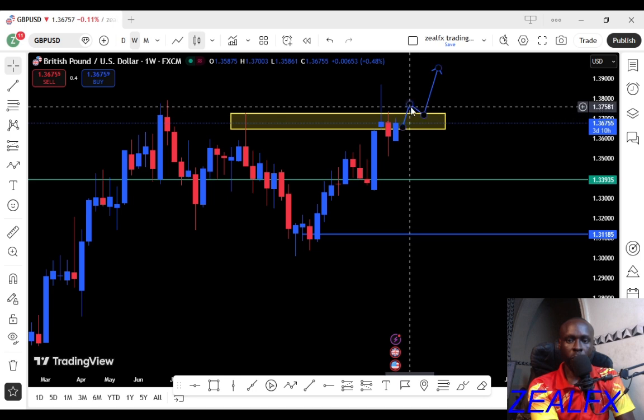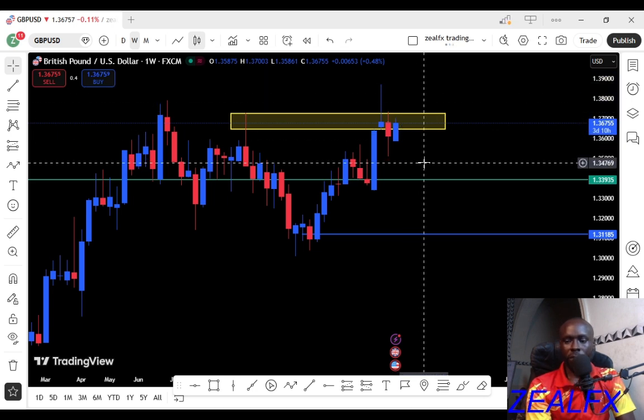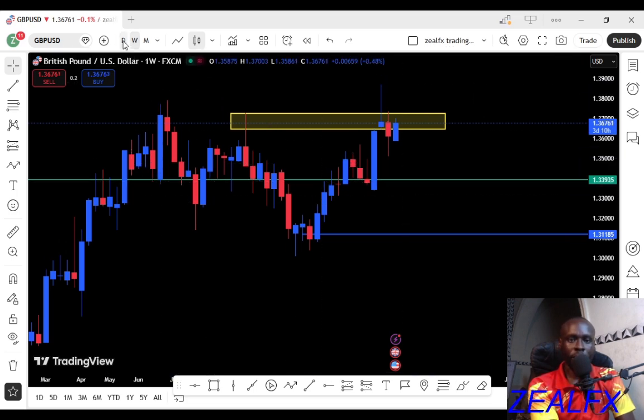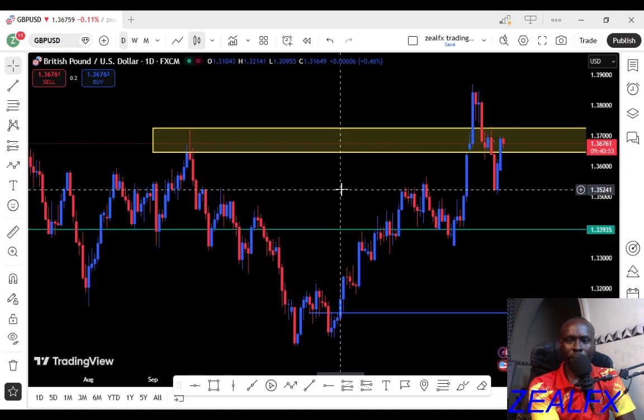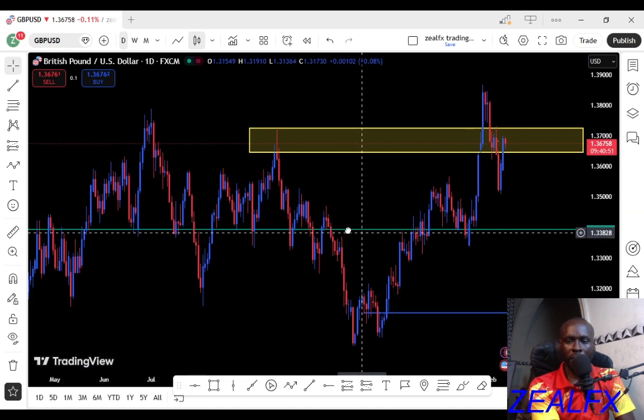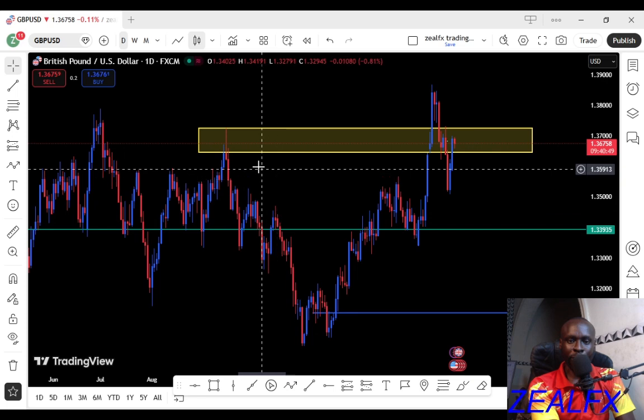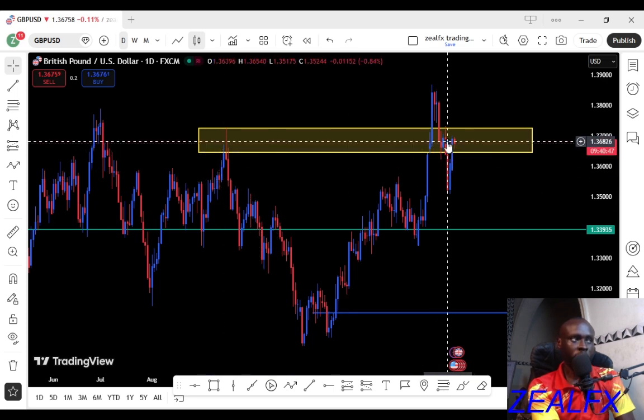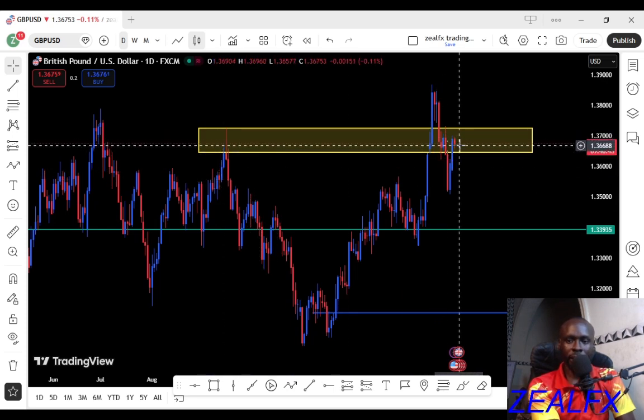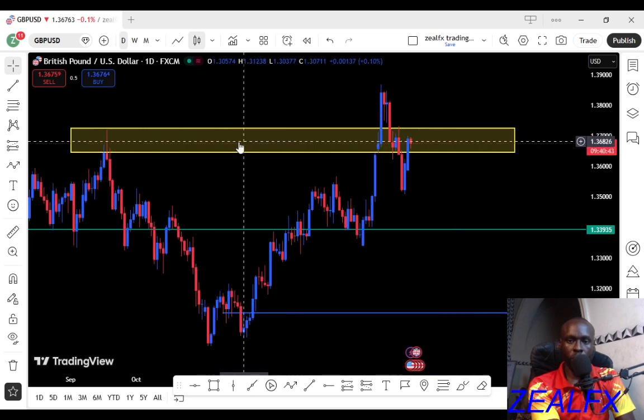So let's go back to our daily charts. Let's go back to our daily chart on the pounds USD. So on the pounds USD on the daily chart, we can clearly see that price is currently on this zone. This particular zone is a strong resistance zone.